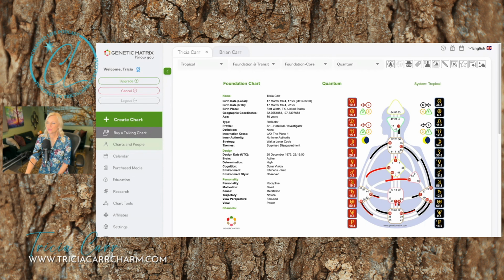Then we'll go to the next set, claircognizance. So, of course, we already said 61 in the head is one of the claircognizant gates.